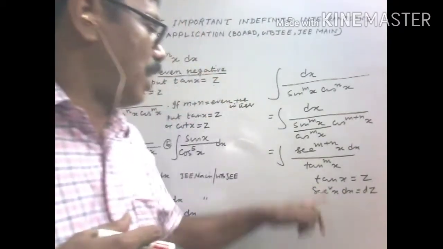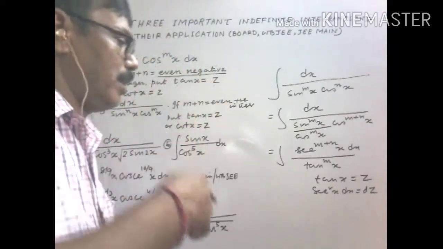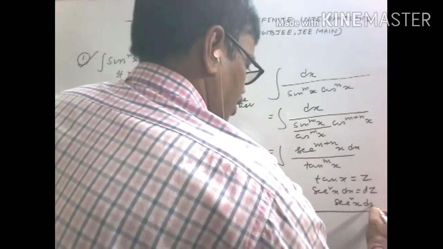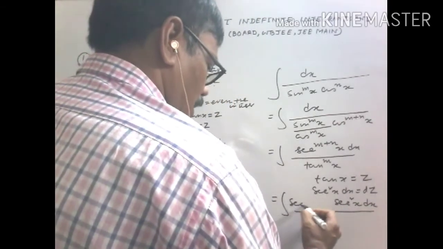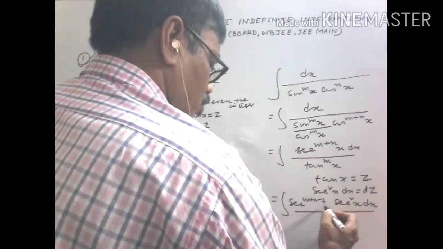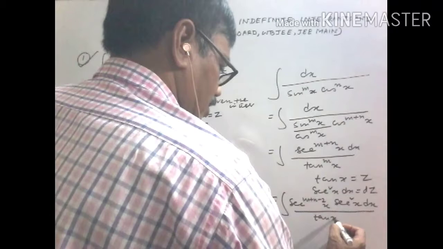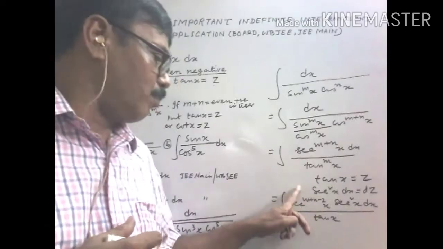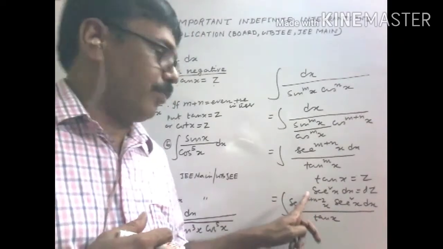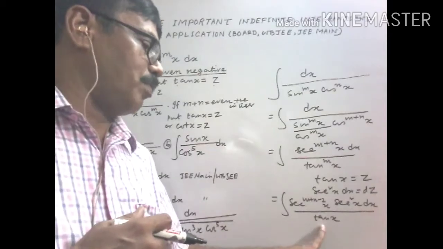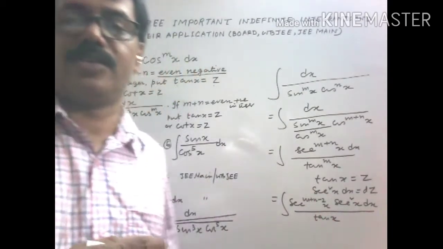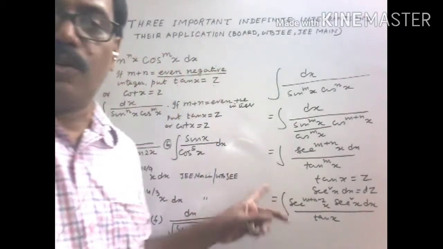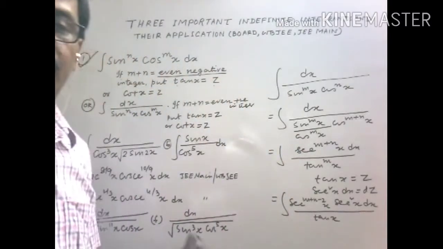Now since m plus n is even, we can express it in this form: one sec square x as it is, and this is sec to the power m plus n minus 2 x, and this is tan x. Since this one is even, we can express it in terms of tan, then putting the value of tan x in terms of z, we get a standard integral. So let us discuss this rule with an example, its application.